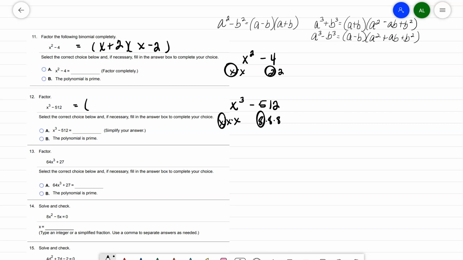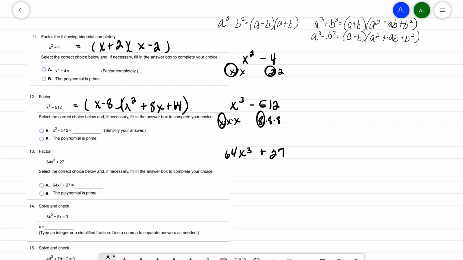So we plug in the values into the correct formula. So this is the correct one, a cubed minus b cubed. So we have a minus b, so that's x minus 8 times a squared. When I square x, that'll be x times x, so that's x squared, plus a times b, that'll be x times 8, which is 8x, plus b squared. And since b is 8, when I square it, 8 times 8 is 64. And that's my answer.